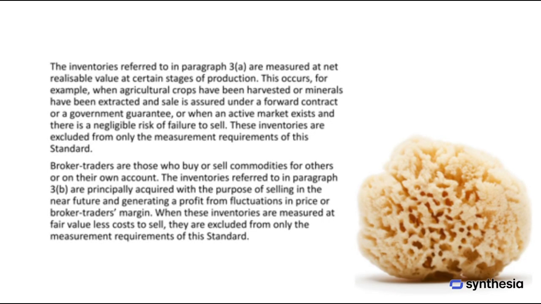Some types of inventories, such as harvested crops or extracted minerals, are measured at their net realizable value during specific stages of production. This usually happens when the sale of these items is already secured through a forward contract, a government guarantee, or when they are traded in an active market with very little risk of not being sold. In these cases, only the measurement part of the inventory standard does not apply. The same goes for inventories held by broker traders who buy and sell commodities either for clients or for themselves. These inventories are typically intended for quick resale, taking advantage of price changes or trading margins. When broker traders use fair value less cost to sell, they are also excluded only from the measurement rules of the standard.